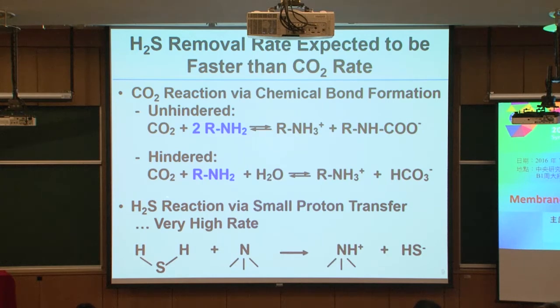However, the reaction between hydrogen sulfide and the amino group is through proton transfer, almost like an acid and base type of reaction. Proton transfer goes into the amino group and then forms the hydrosulfide ion. The proton is very small, so it is not affected by steric kinetics, and because of the small proton moiety, the reaction rate is very fast. Typically, this reaction is about 3 times faster than the reaction with CO2.